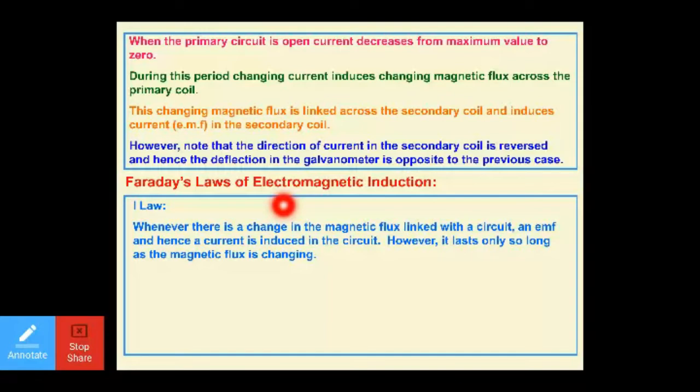That is why it is written that it lasts only so long as the magnetic flux is changing. Once the magnetic flux stops changing, what will happen? It will remain stationary, it will not deflect.